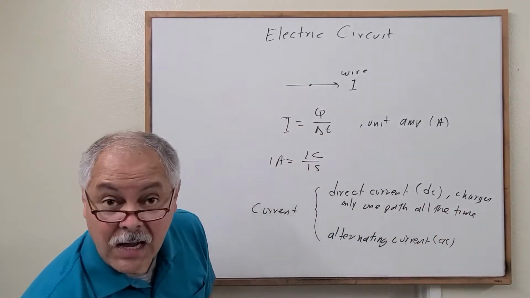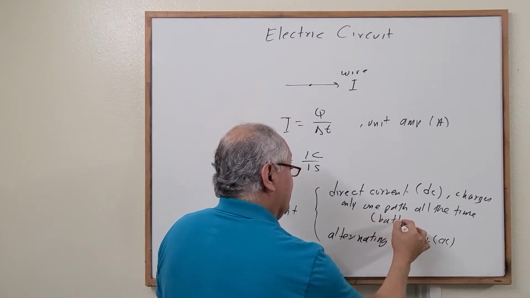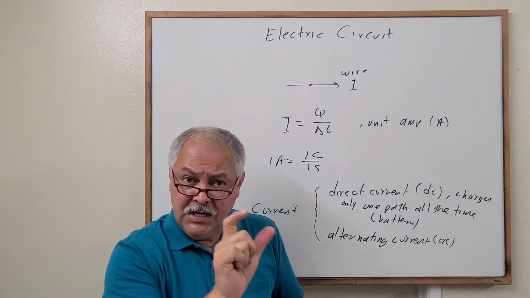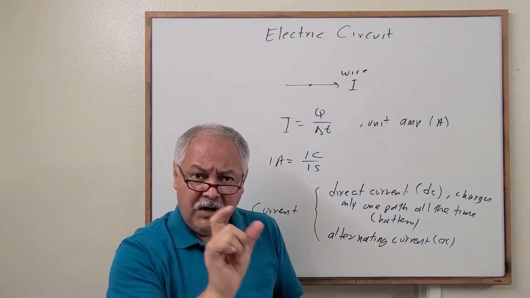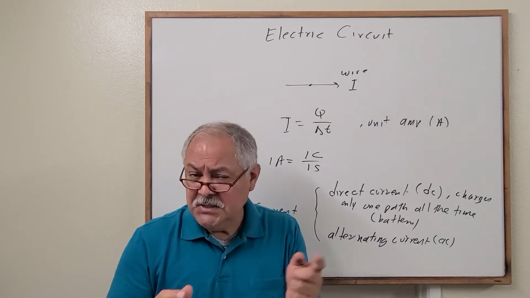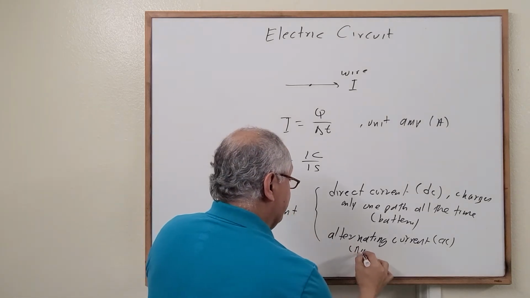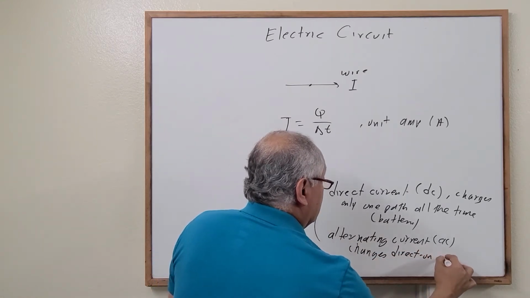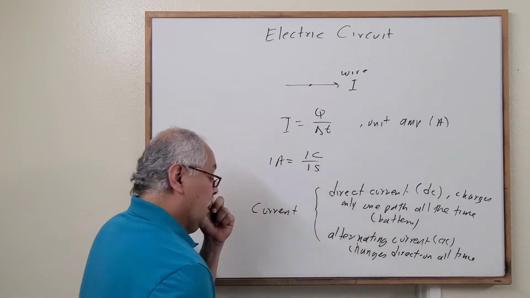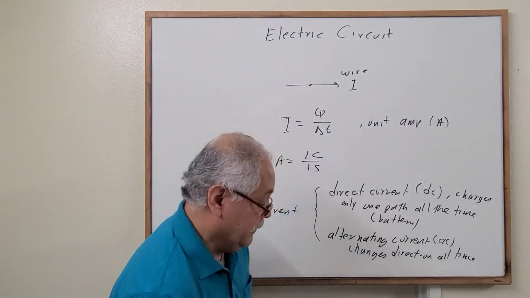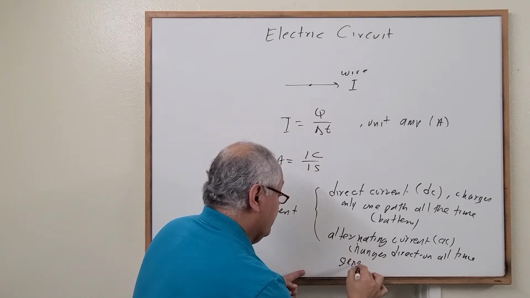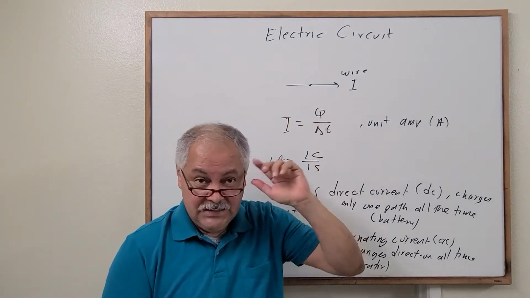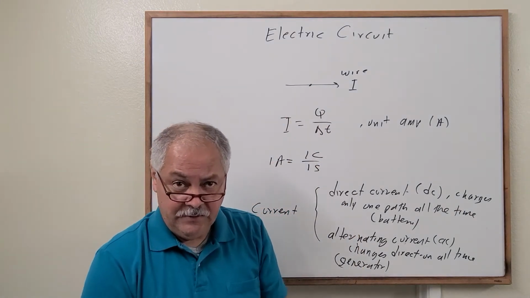The best example is the battery. For alternating current, the current is oscillating. It's changing direction. It moves back and forth. That's why it's alternating. So it changes direction all the time. And the best example is the generator. The light that you have at home, that's alternating current, produced by a generator.